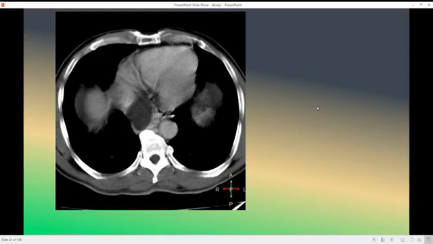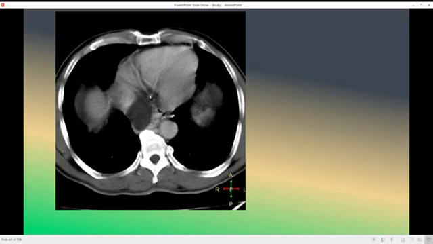Okay, what do you think about the next case? Okay, very good, Dr. Rabia. This is an esophageal duplication cyst. Very good. This is an esophageal duplication cyst.